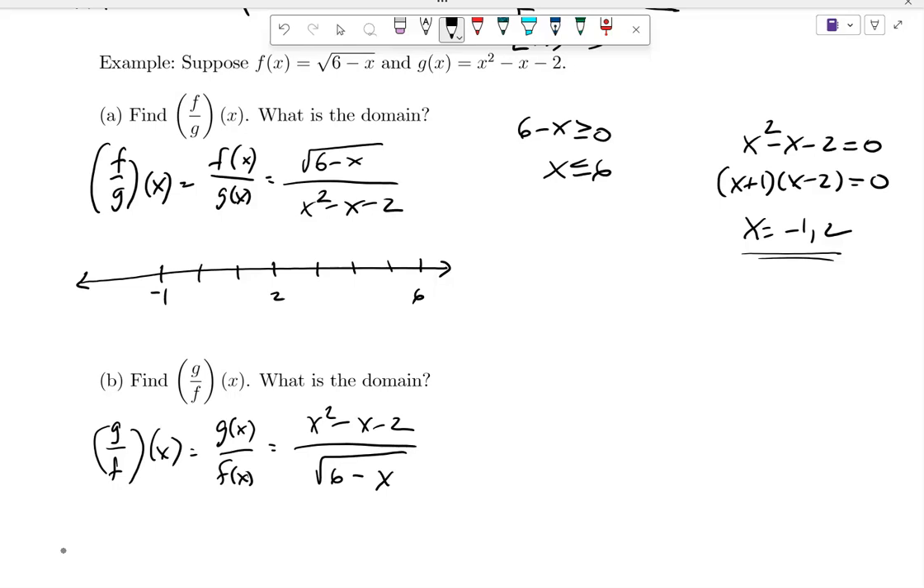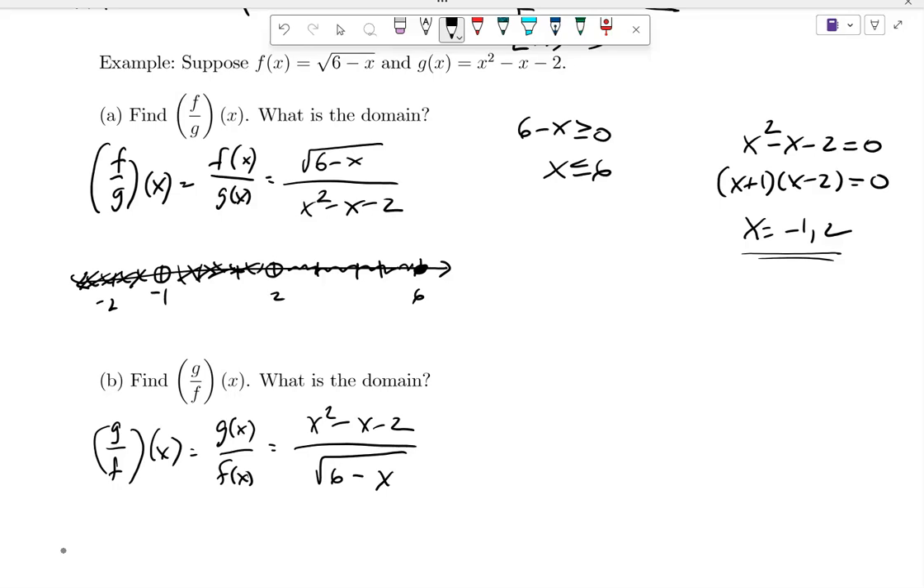We don't want to include the -1. We don't want to include the 2. We do include the 6, but which way would I shade from 6 for that inequality? Left or right? Left. So I would shade this way. I don't hit that. I leave that open, right? I would shade there. I would shade here, right? I would shade this way.